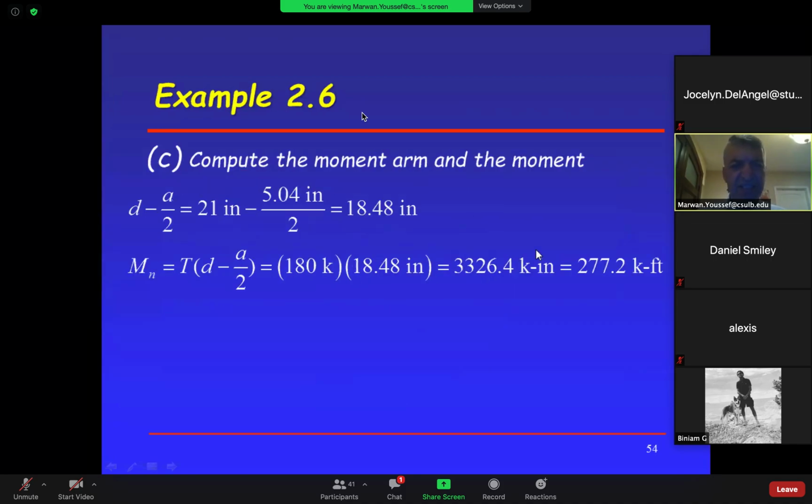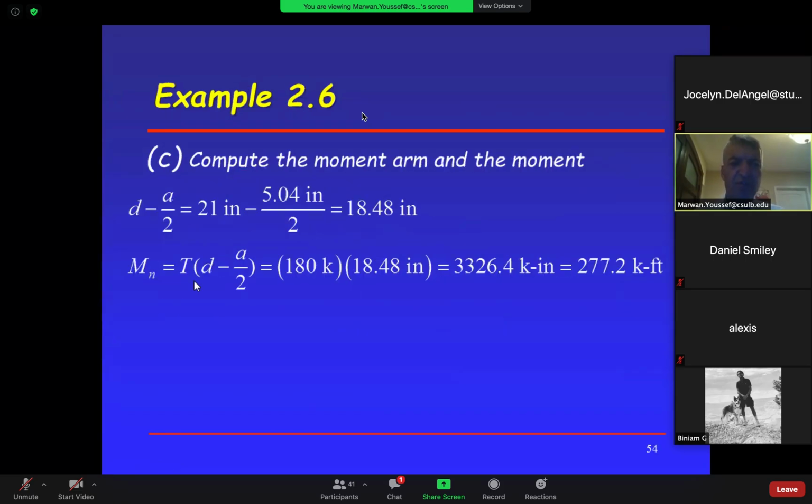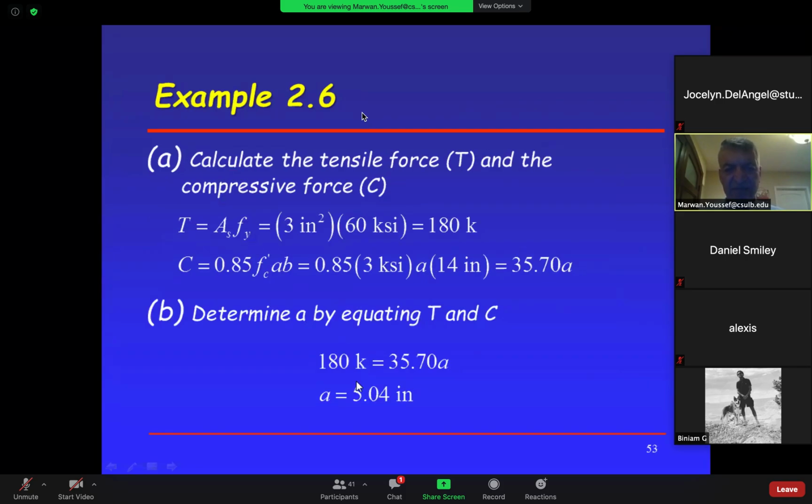Let's calculate this distance, d minus a over 2. So d is what? 21. Why? Look at this. This dimension from the top to the center line of the steel is always d. In any book in this country using the ACI code, that value is d. And then the total height is h, and the width is b. This is according to ACI. We cannot change those. So d is 21 minus a, which is 5.04, divided by 2. We just calculated a right here.